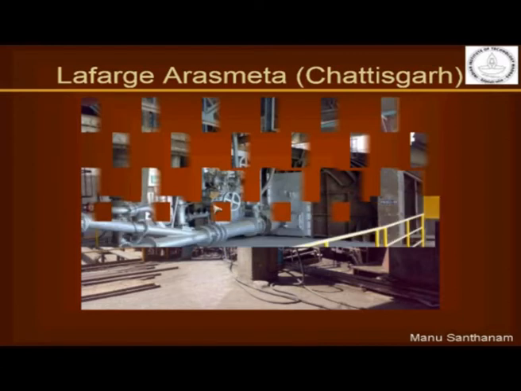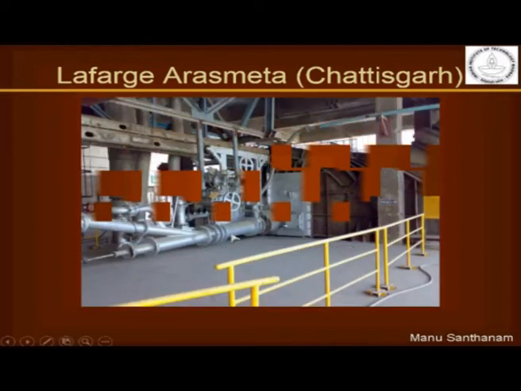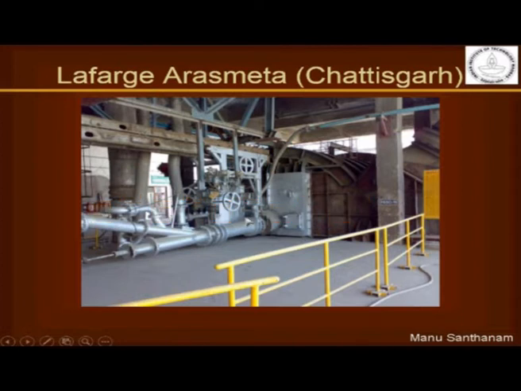This is the end of the rotary kiln. So what I am showing here is actually the fuel source. This end is the fuel source where the maximum temperature is, and the material is actually coming out at this end.